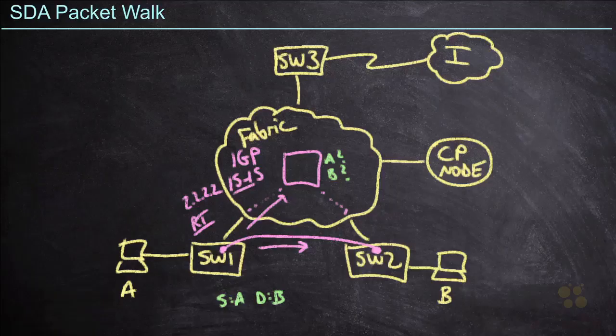We're going to throw a new source on here. We're going to say the source is me, 1.1.1.1 in this case for switch 1. And the new destination, that's switch 2. That's my RLOC destination, in this case 2.2.2.2.